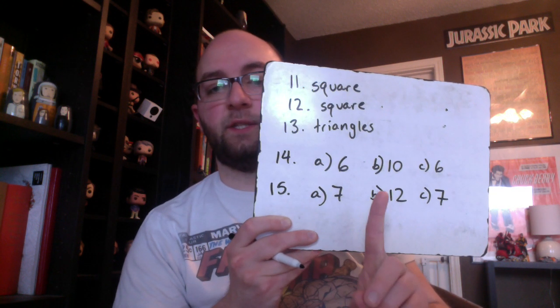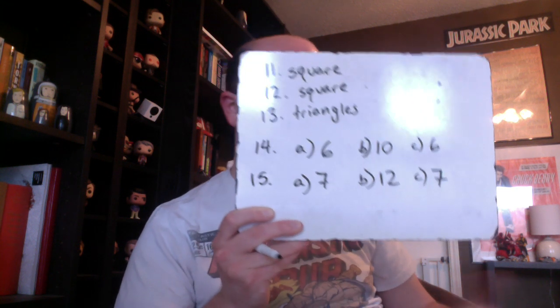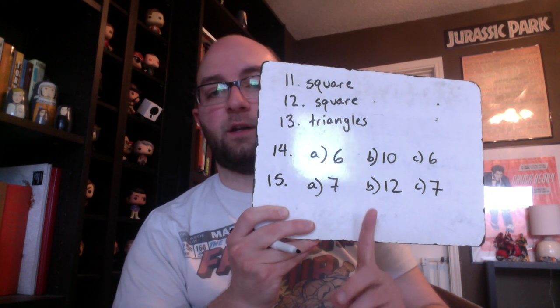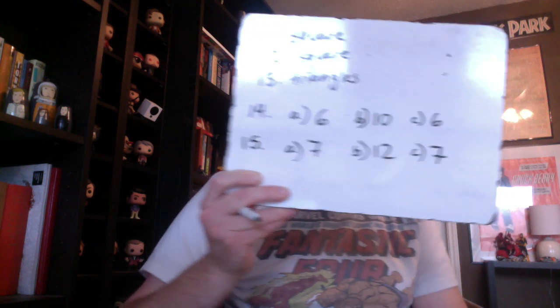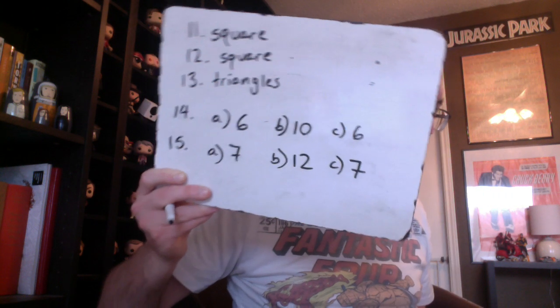And then with the edges, we see it's double the amount. So we said penta, 5, there are 10 edges. Hexa, 6, there are 12, which is twice as many. So that's just a fun little pattern to notice.